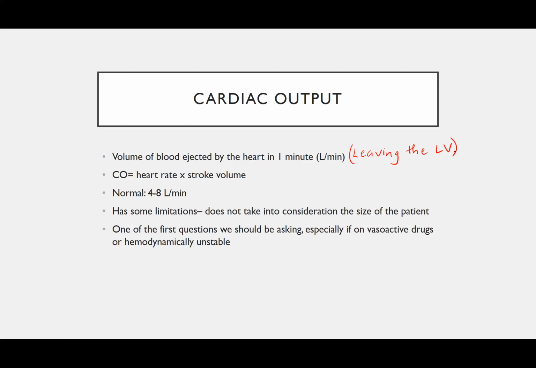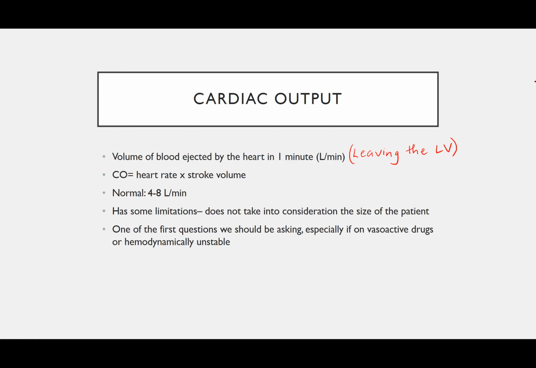If you're looking for a mathematical equation for cardiac output, this is very simply our heart rate times our stroke volume. When we look at stroke volume, this is going to make a little bit more sense. Normal cardiac output is somewhere between 4 to 8 liters per minute. Now, that is a pretty big gap, 4 to 8 liters. So cardiac output definitely has some limitations as a way to measure hemodynamic stability and instability.